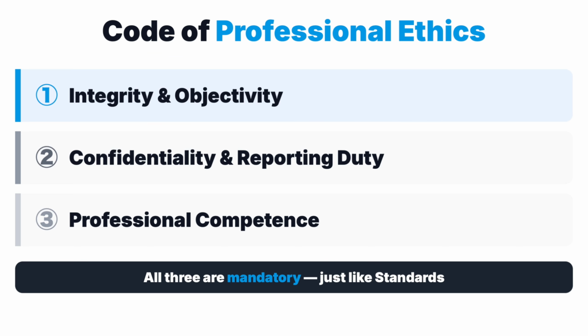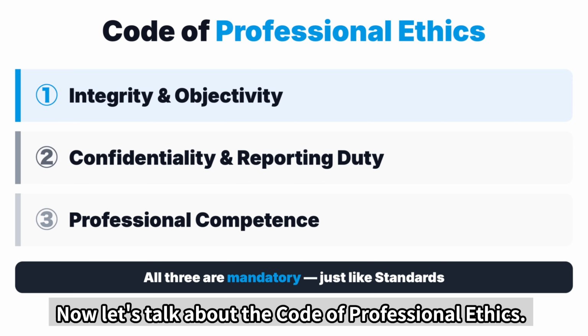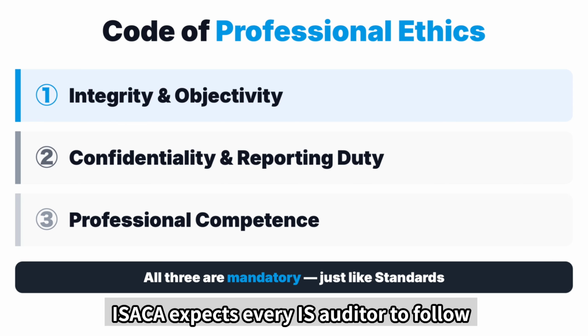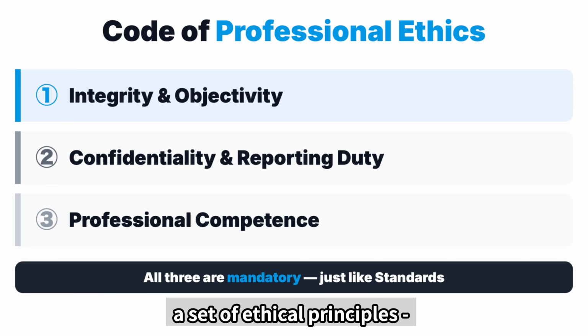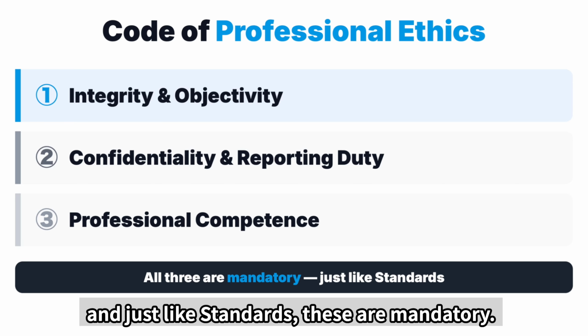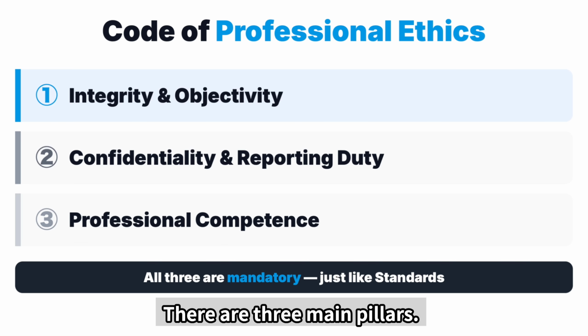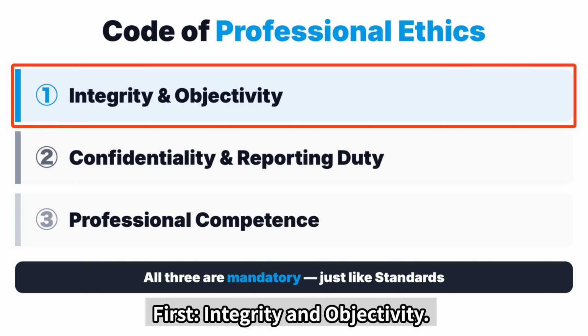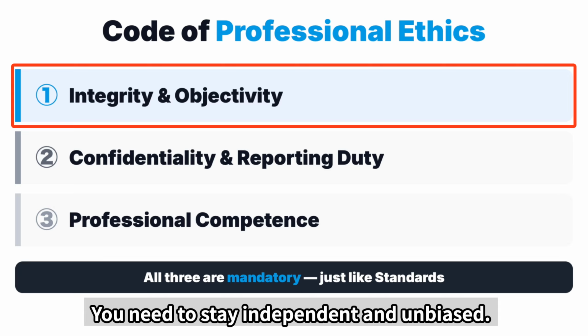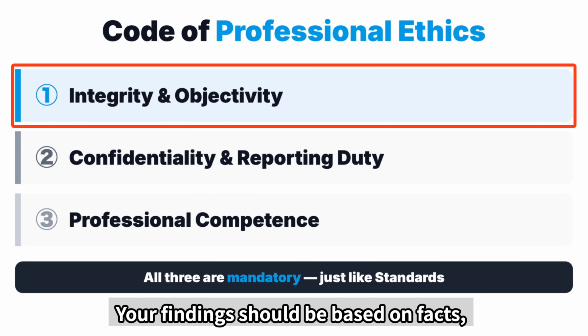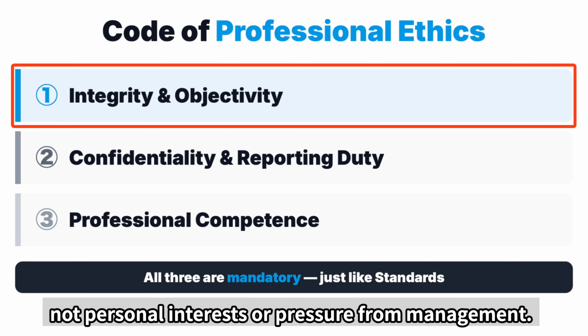Code of Professional Ethics. Now let's talk about the Code of Professional Ethics. ISACA expects every IS auditor to follow a set of ethical principles. And just like standards, these are mandatory. There are 3 main pillars. First, integrity and objectivity. You need to stay independent and unbiased. Your findings should be based on facts, not personal interests or pressure from management.